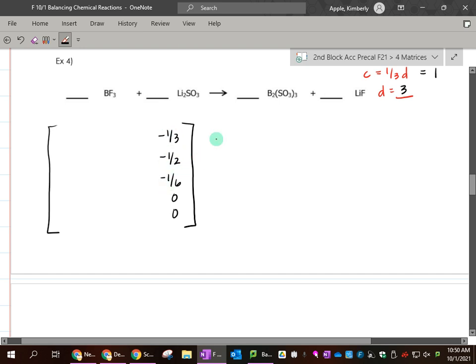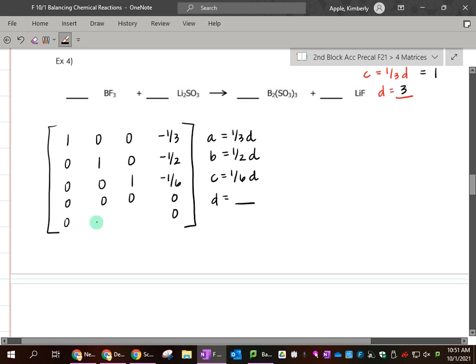So your last row should look like this, and you should interpret that as A equals 1/3, B equals 1/2 D, C equals 1/6 D, and D is 3. So how many rows, or how many columns? 4? Yeah, that's 1, 0, 0, 0, 1, 0, 0, 0, 1, 0, 0, 0, 0, 0, 0.